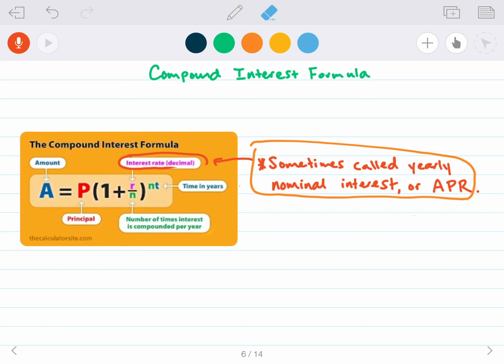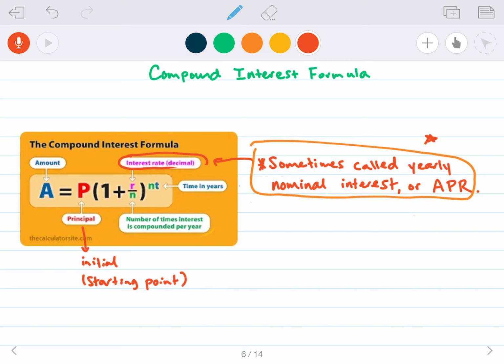A is equal to the amount of money that you have at the end of the day. P is our principal, which means this is our initial, we could say it's the starting point, how much money we have to begin with, or how much money that we have to pay off. So this is our starting point money. The interest rate, I made a little note right here. It's sometimes called the yearly nominal interest rate, or the APR. So this is the percentage of the principal that you're going to be paying over some amount of days, weeks, years, whatever.